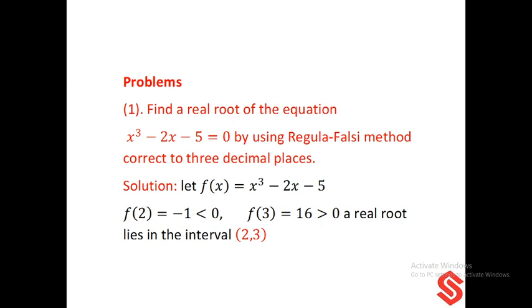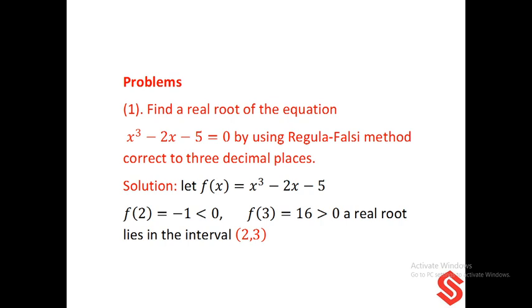No need to write all the values like f of 0, f of 1, f of 2, f of 3, etc. We write only those two consecutive values of x for which the function f of x has opposite sign. So we are writing f of 2 is minus 1, which is negative, f of 3 is 16, which is positive. So we can say a real root lies in the interval 2, 3.